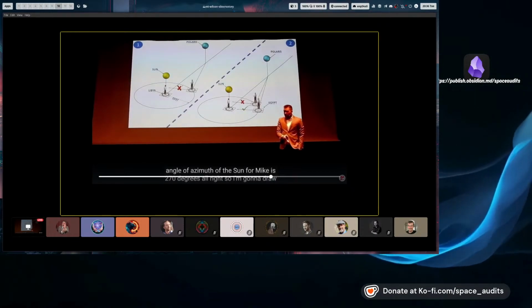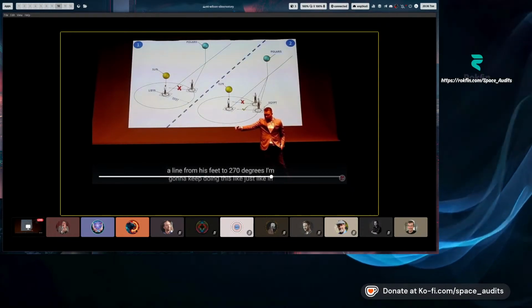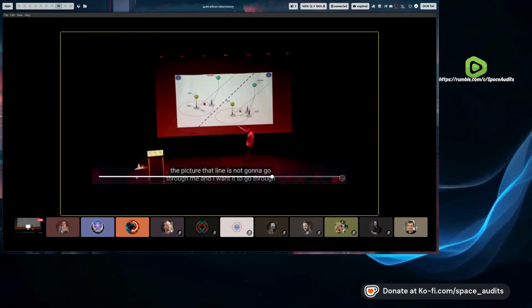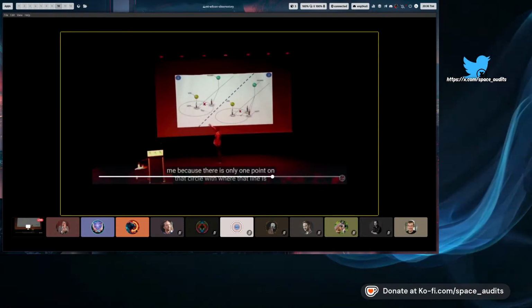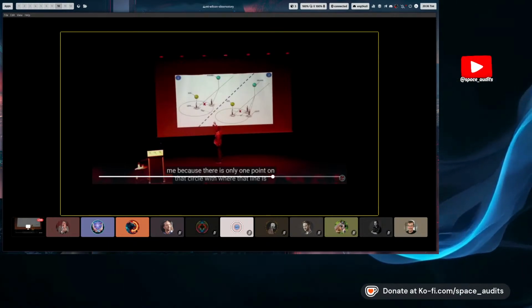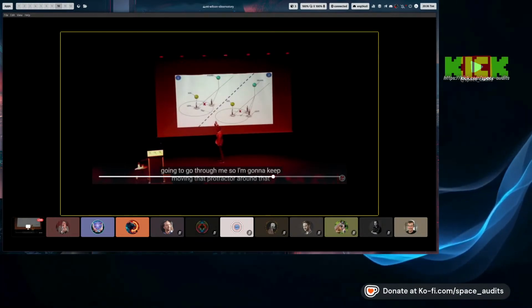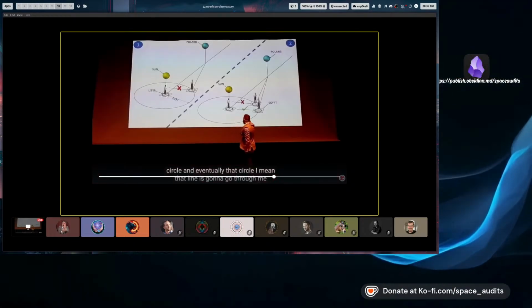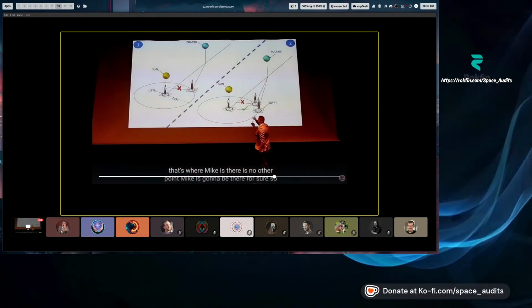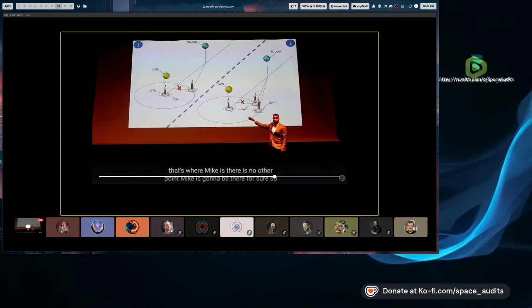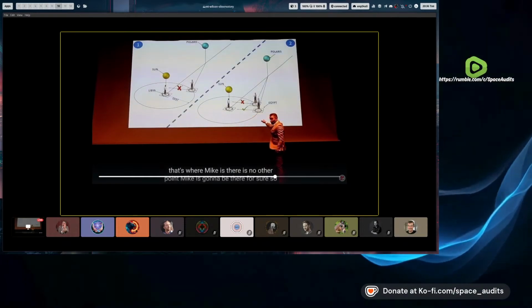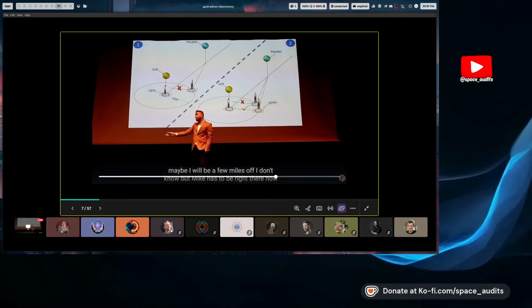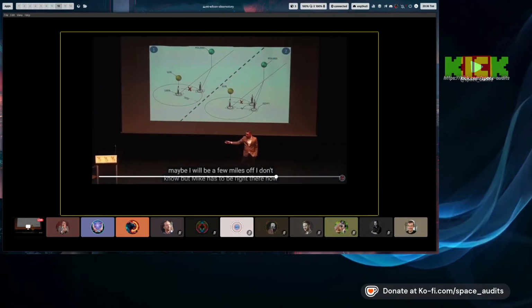So I'm going to draw a line from his feet to 270 degrees. I'm going to keep doing this, just like in the picture. That line is not going to go through me, and I want it to go through me because there is only one point on that circle where that line is going to go through me. So I'm going to keep moving that protractor around that circle, and eventually that line is going to go through me. That's where Mike is. There is no other point. Mike is going to be there for sure. If I walk that way, I will find Mike. Maybe I will be a few miles off, I don't know, but Mike has to be right there.